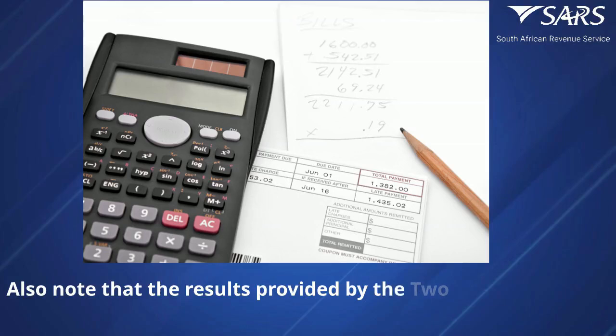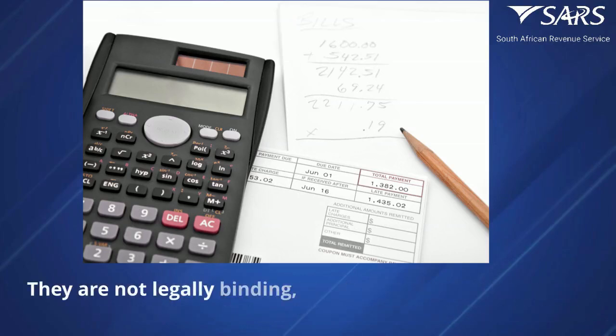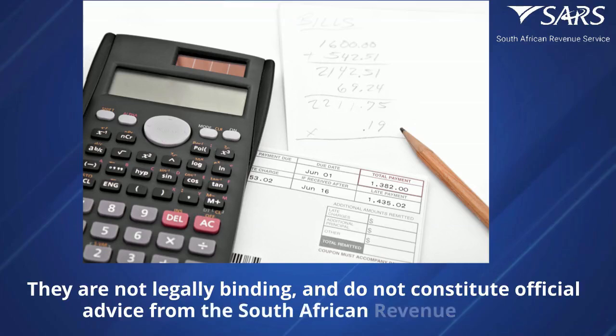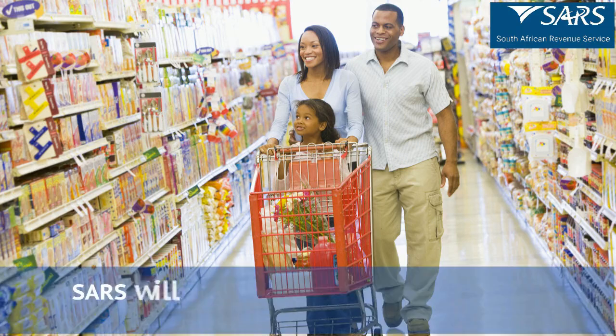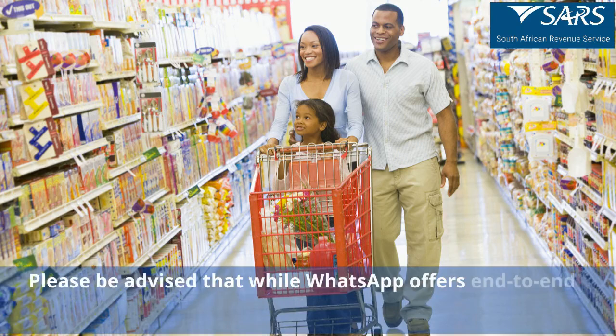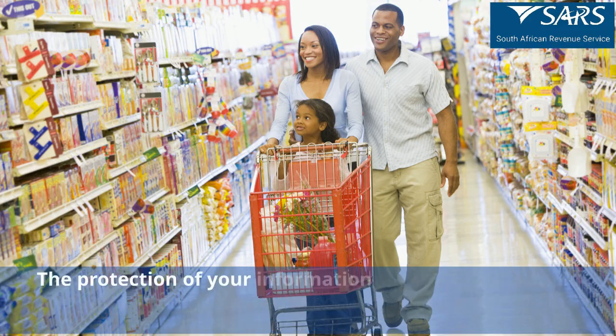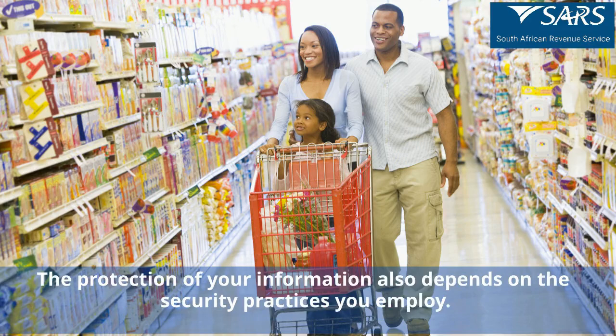Also note that the results provided by the two-pot retirement system tax calculator are for informational purposes only. They are not legally binding and do not constitute official advice from the South African Revenue Service. SARS is committed to supporting you in any way possible. Please be advised that while WhatsApp offers end-to-end encryption to help ensure the security and privacy of your communications, the protection of your information also depends on the security practices you employ.